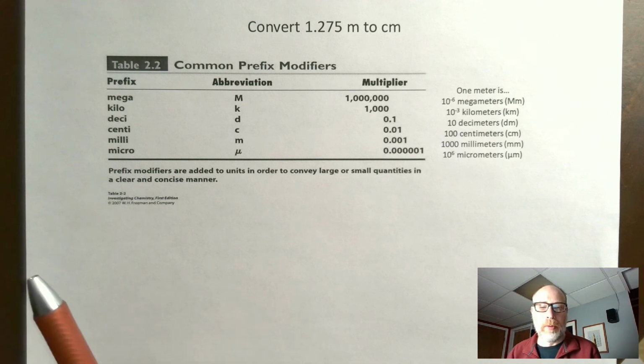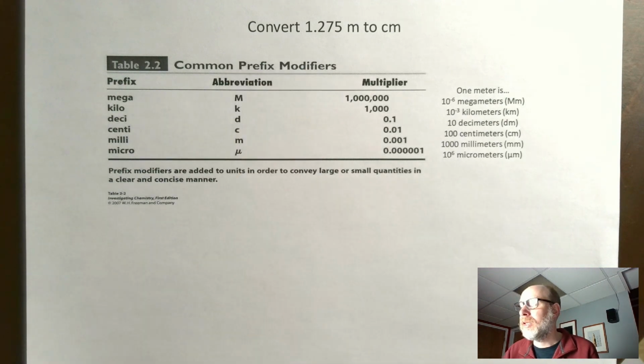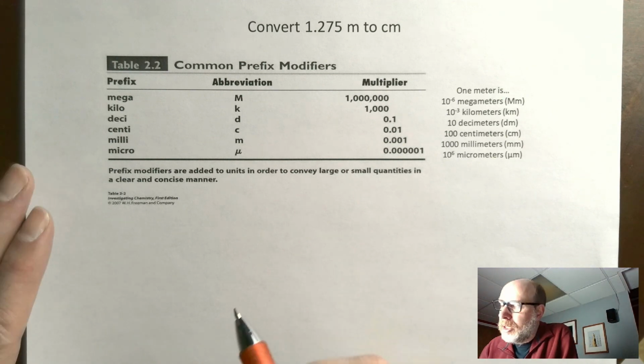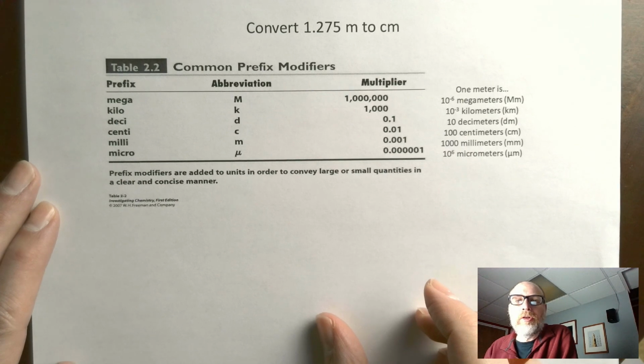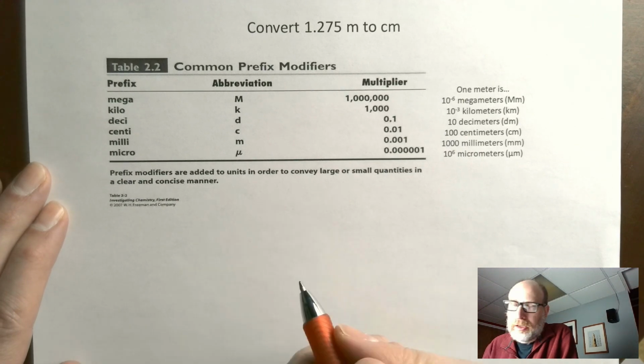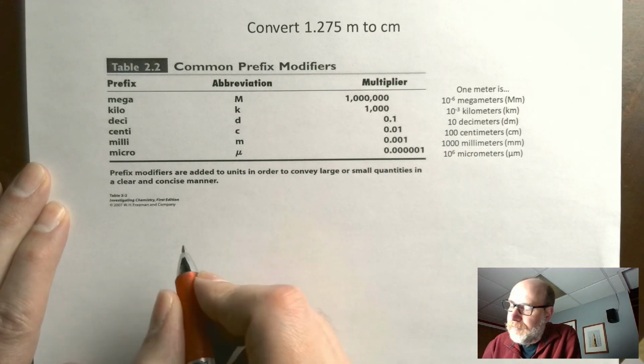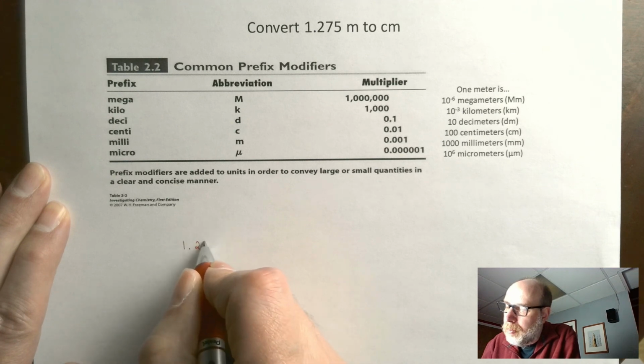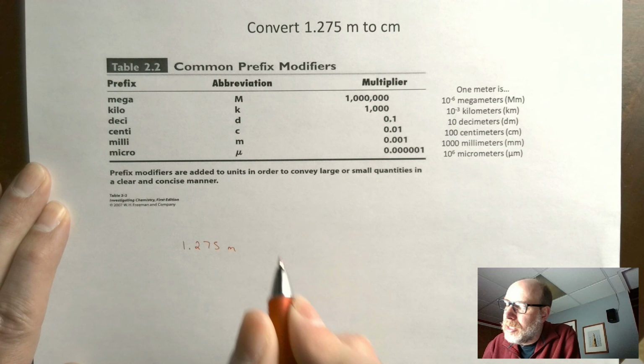But here's an example problem. We're going to convert 1.275 meters to centimeters. What we want to do is use something called the unit factor method. I like to call it a fence post, because sometimes it looks like a fence post. I'm going to write it like this. I'm starting with the number 1.275 meters.